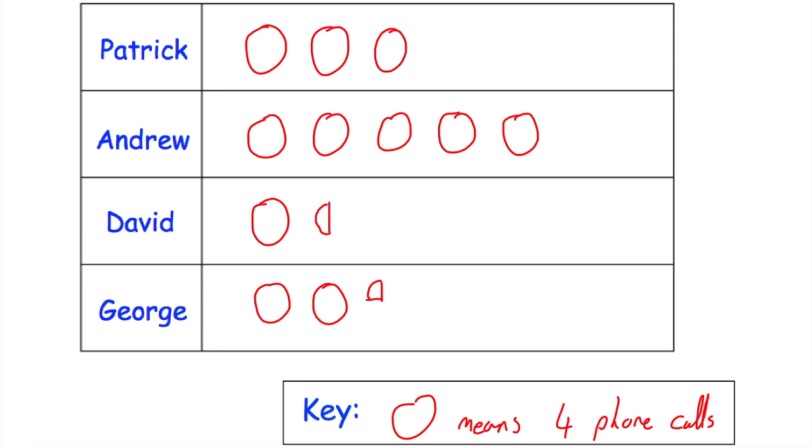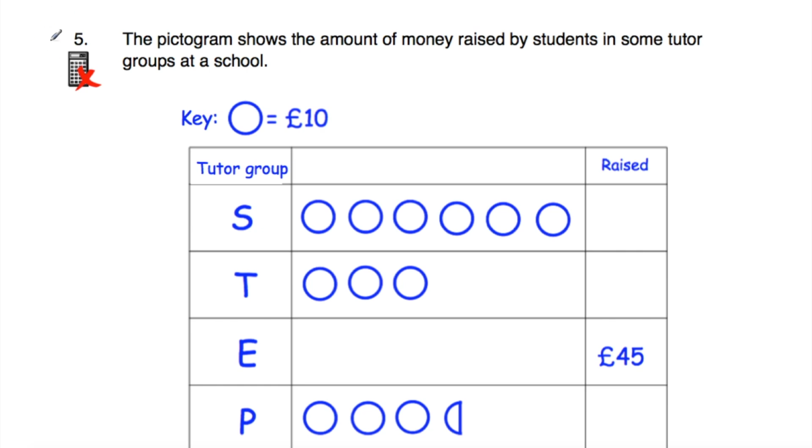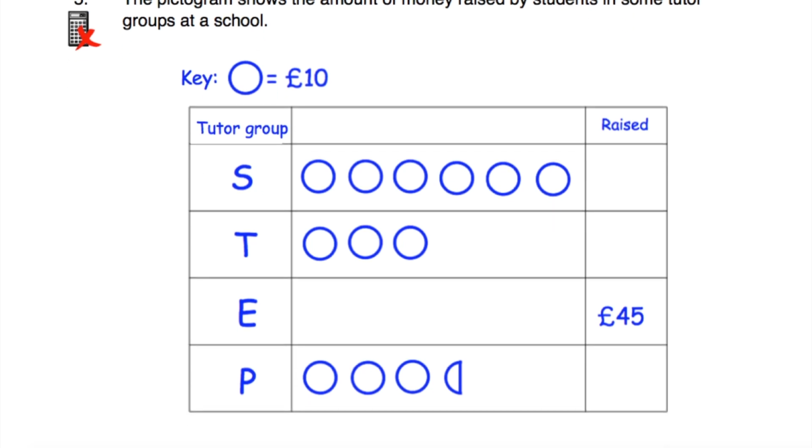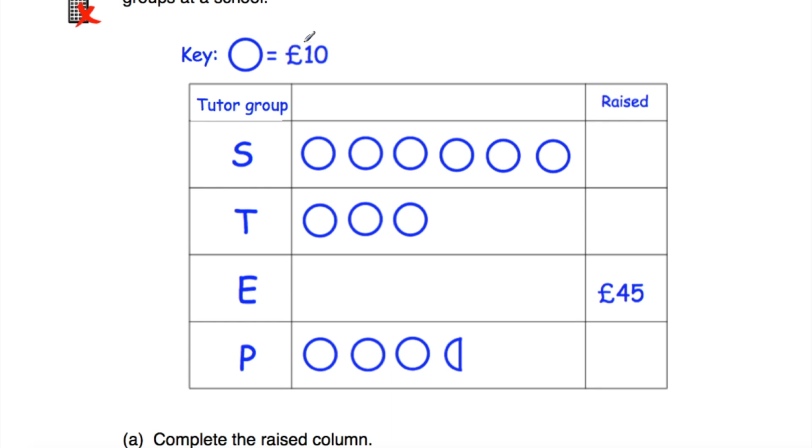Okay, let's have a look at our next question, question number 5. So we've got this pictogram and it's partially completed. It says the pictogram shows the amount of money raised by students in some tutor groups at a school. And we've got a key, the circle represents £10, and we've got 4 tutor groups, S, T, E, P, so that spells STEP, and we've got these circles, that's the pictogram, and E obviously doesn't have theirs completed, and we've got the amount of money raised.